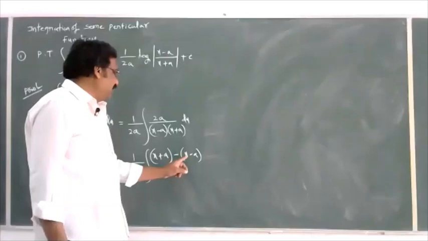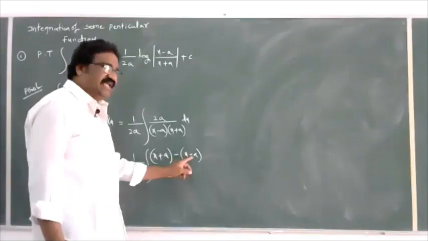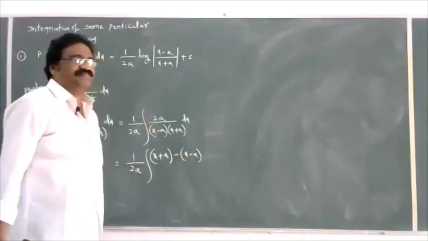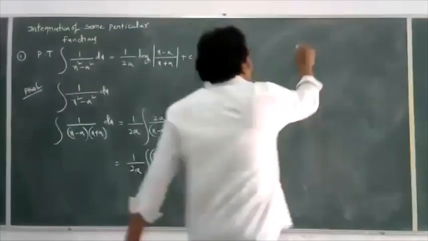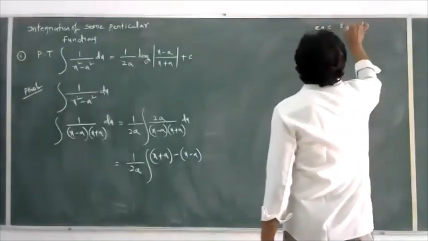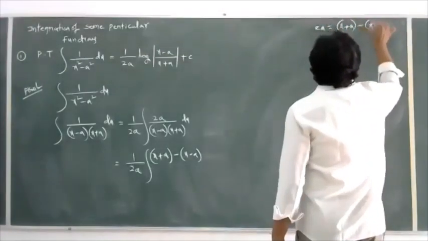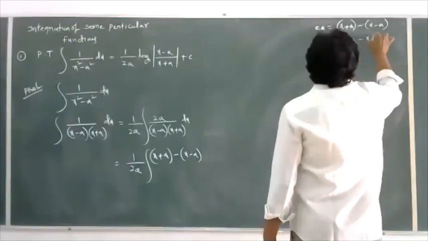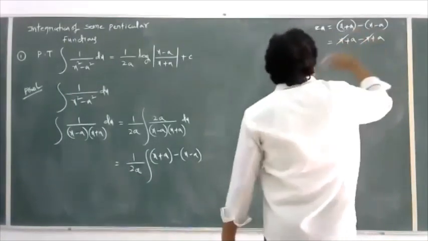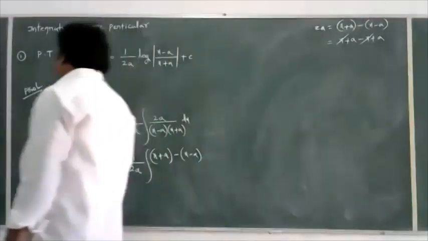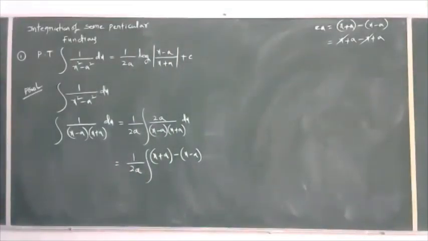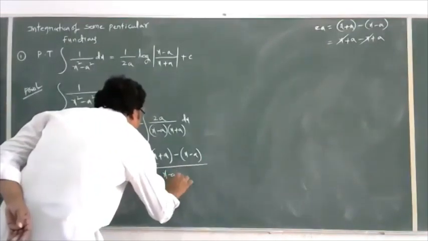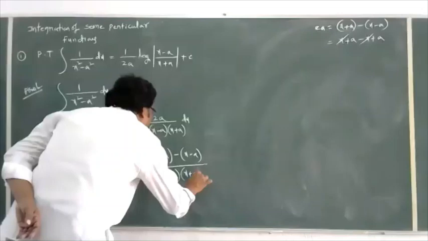Multiplying the minus in the bracket, you get minus x plus a. Minus x plus x cancel, a plus a is equal to 2a. You see here, 2a is equal to x plus a minus of x minus a, that is x plus a minus x plus a, minus x plus x cancel, a plus a is 2a. So, by x minus a into x plus a into dx.